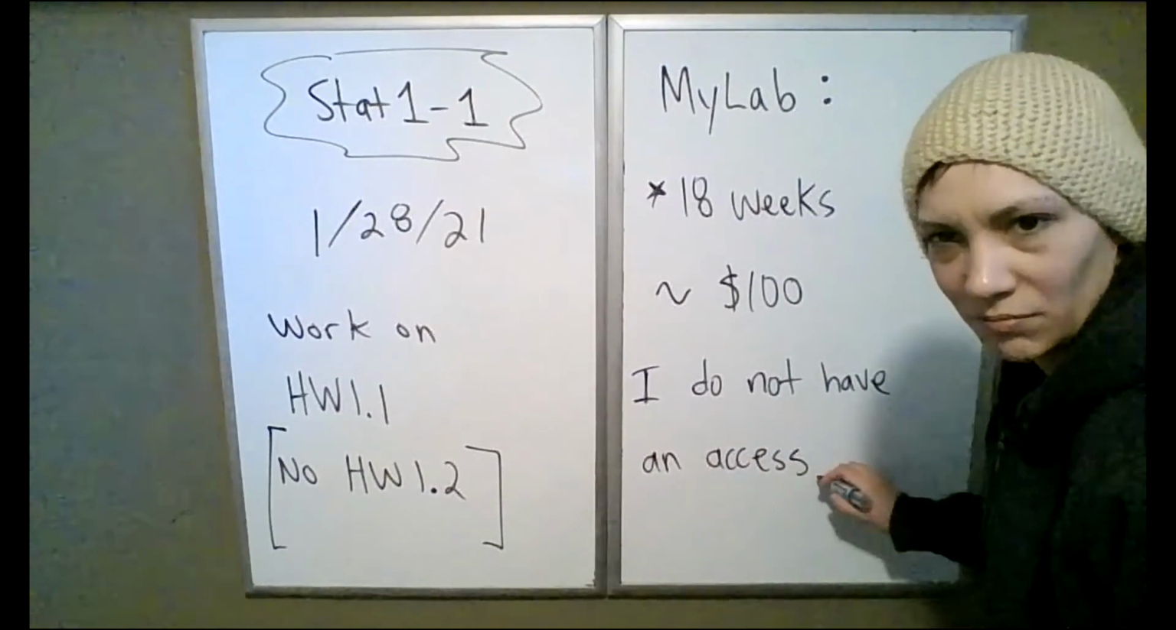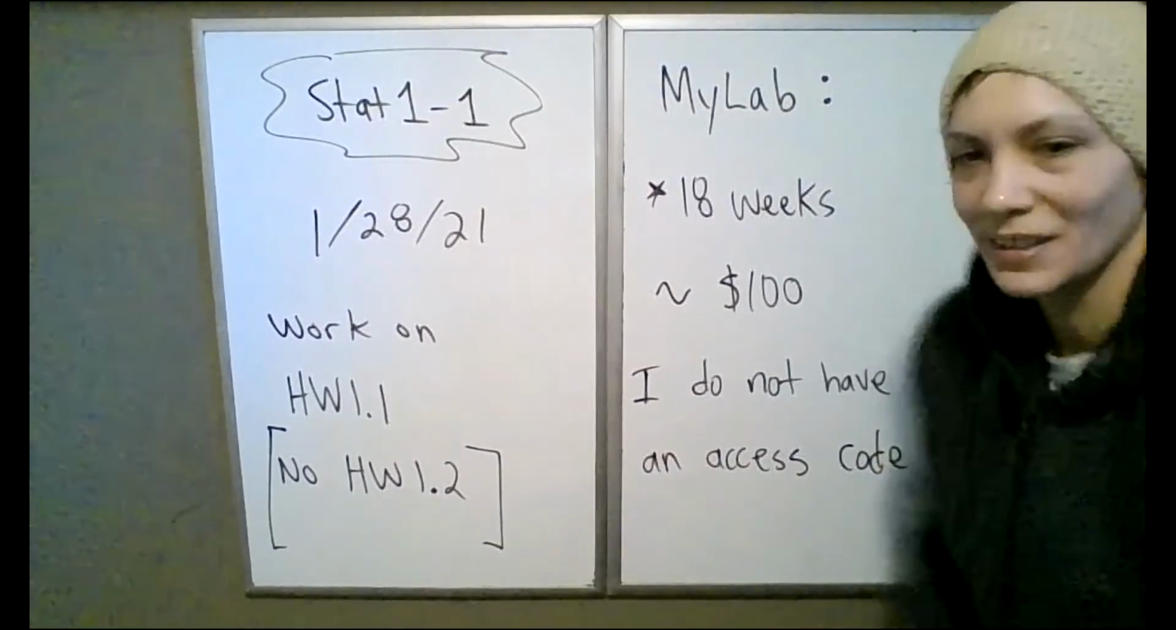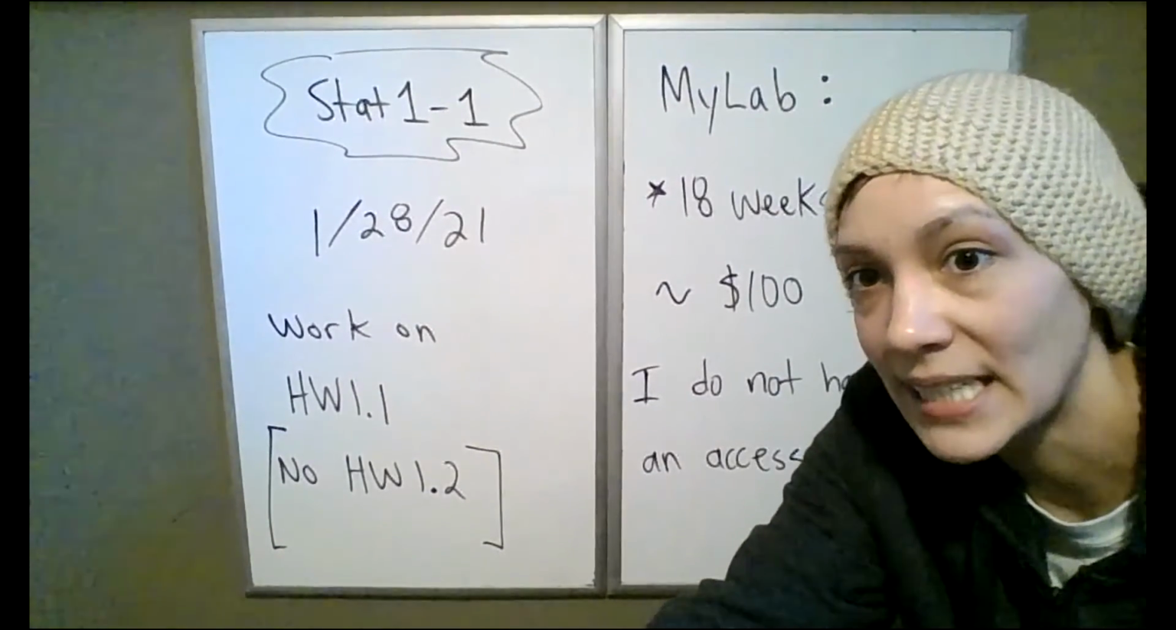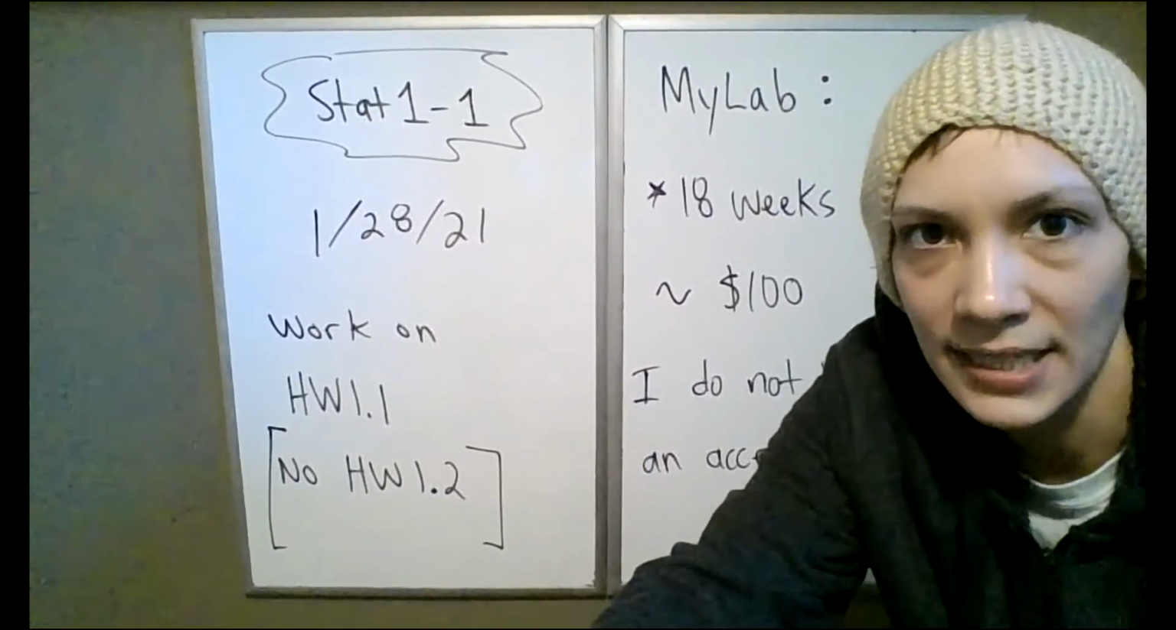Is it two S's? I'm a bad speller. Access code. All right. It says I need a class code. Oh, a class code. All right, let me see what my class ID is.